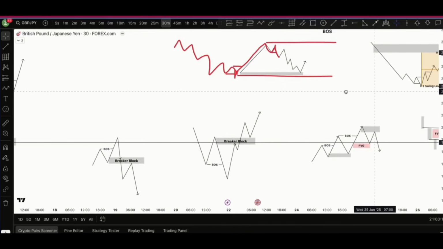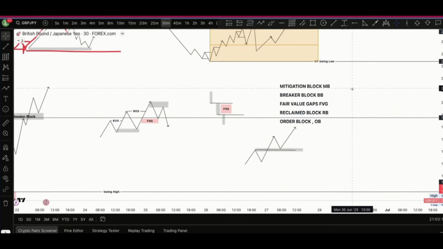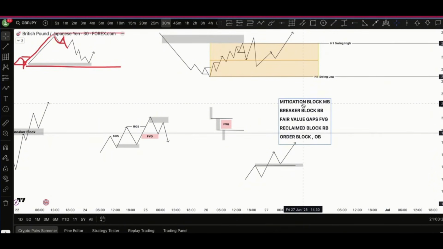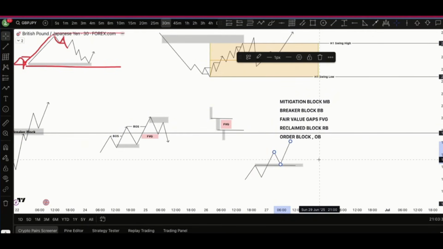And then our last area or point of interest is the order block. So these five things are in a hierarchy. Whenever you are trading and you see a mitigation block before another block, know very well that the mitigation block may hold before even the other block. But as I said, you have to backtest them. You backtest them and see.